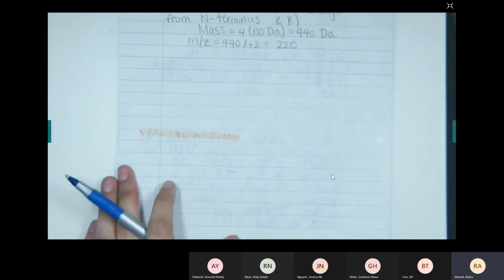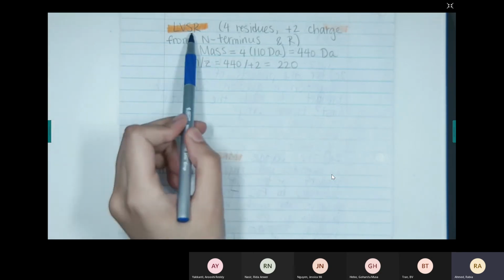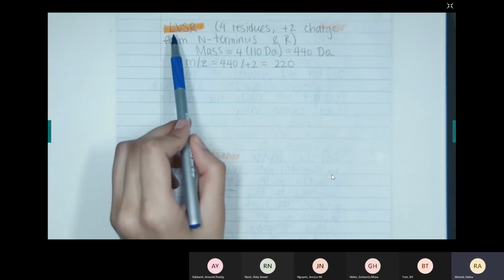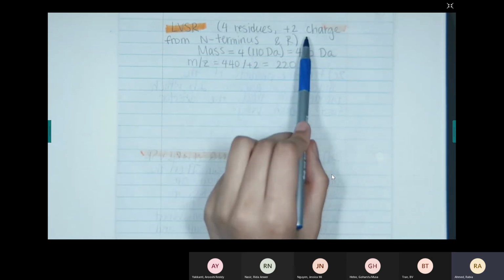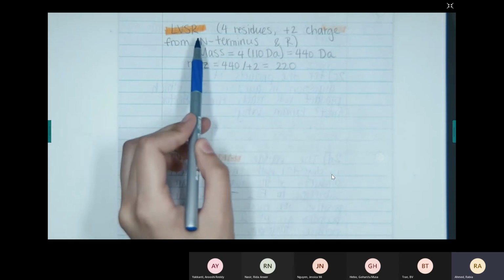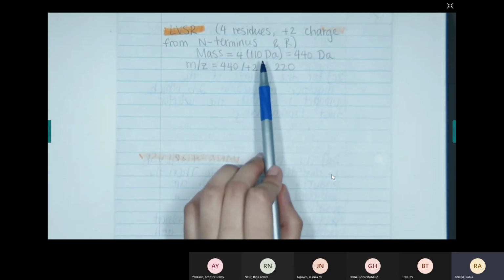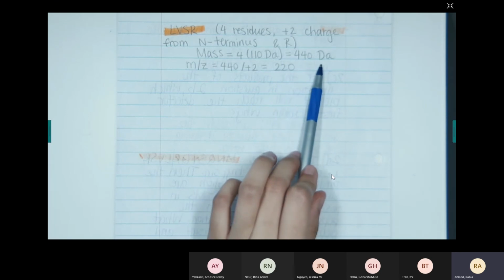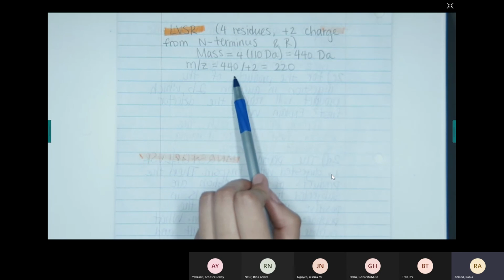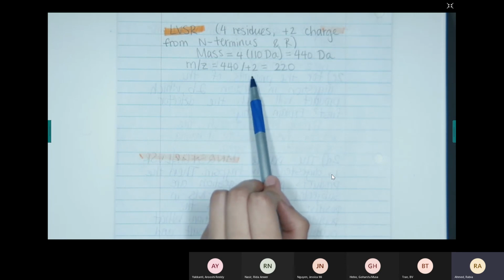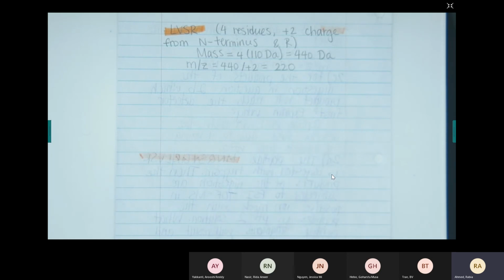And then the second site that we cleaved at, well, it was the same site we cleaved at, but this is the second peptide sequence, which is LVSR. So 1, 2, 3, 4, which is 4 residues, also known as amino acids, with a +2 charge from the N-terminus and the arginine, which is +1. And so the mass is going to be equal to 4 times 110 Daltons equals 440 Daltons. So the M over Z value is going to be equal to 440 Daltons divided by the +2 charge, which is equal to 220. And that is it.